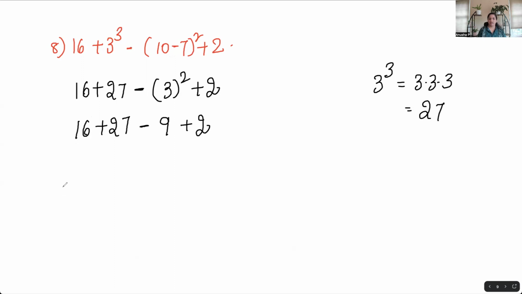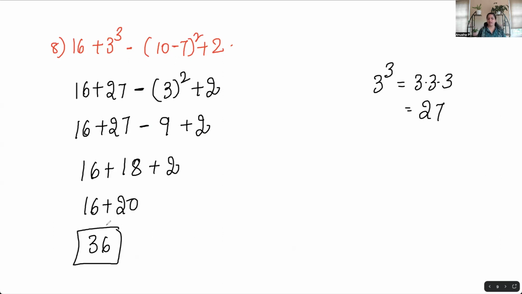Okay. And we can do addition first or subtraction. Anything has the same weightage. For example, if you know 27 minus 9 as 18 plus 2, right? And 18 plus 2 is 20. 20 plus 16 is 36. Okay.